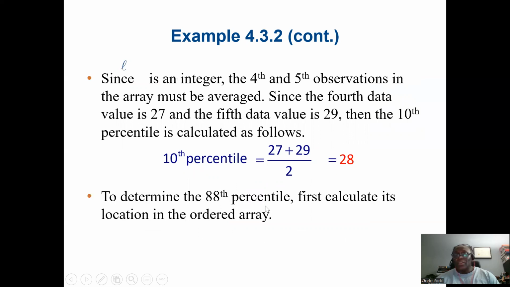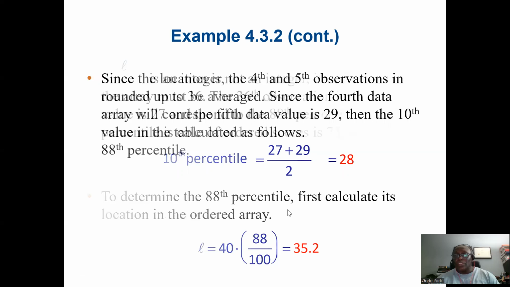Now, to determine the 88th percentile, the steps are the same. First, we calculate the location. This time, our P is 88. So L equals 40 times 88 over 100, and that gives us 35.2. We know if the L value is an integer, we take L and L plus 1, the two values, to find the average. This time the L value is a decimal value, so we are going to approximate it to 36.